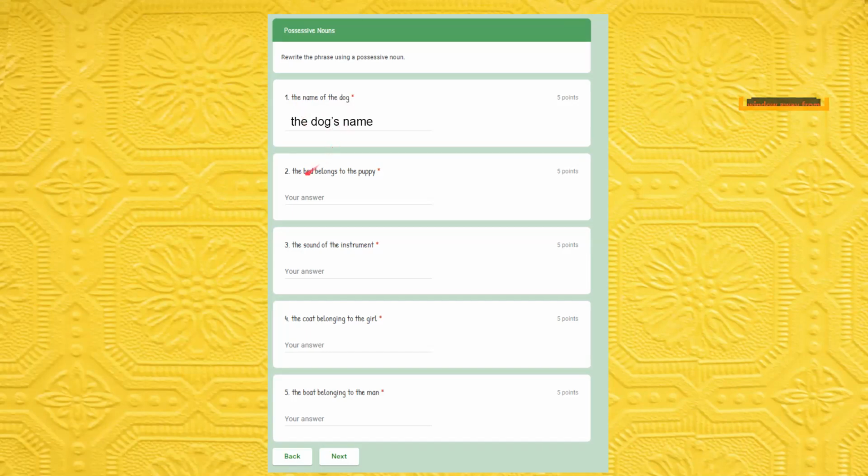The next one says the bed belongs to the puppy. What in the sentence owns something? Good, the puppy. What does the puppy own? The bed. So you'll write the puppy's bed. That's how you complete that part of the assignment. When you're done completing all of the questions, you're going to go to next.